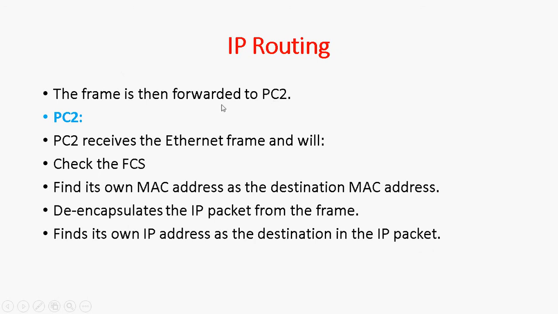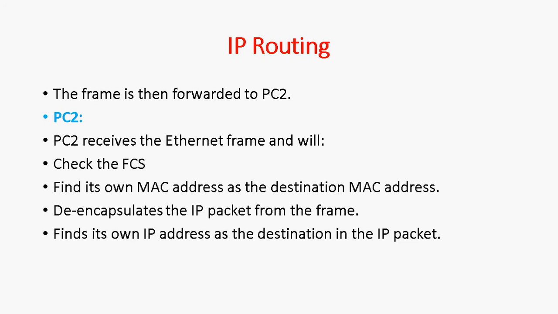PC2 will receive the Ethernet frame, then check the frame check sequence and find its own MAC address as the destination MAC address, de-encapsulate the IP packet from the frame and find its own IP address as the destination in the IP packet. Then it will reply to that packet. So this is the normal communication of how the packet is routed from PC1 to PC2.